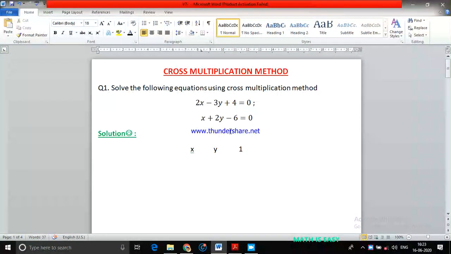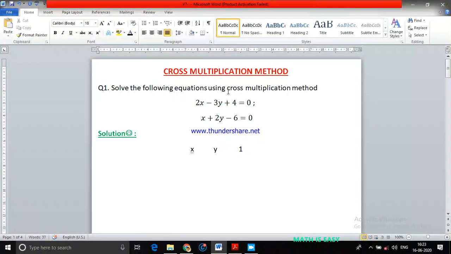So today's class we are going to discuss the third method, which is the cross multiplication method. In the last two classes we discussed the elimination method and the substitution method, and the third method is the cross multiplication method. Solve the following equations using the cross multiplication method. The equations are given: 2x minus 3y plus 4 equals 0, x plus 2y minus 6 equals 0.